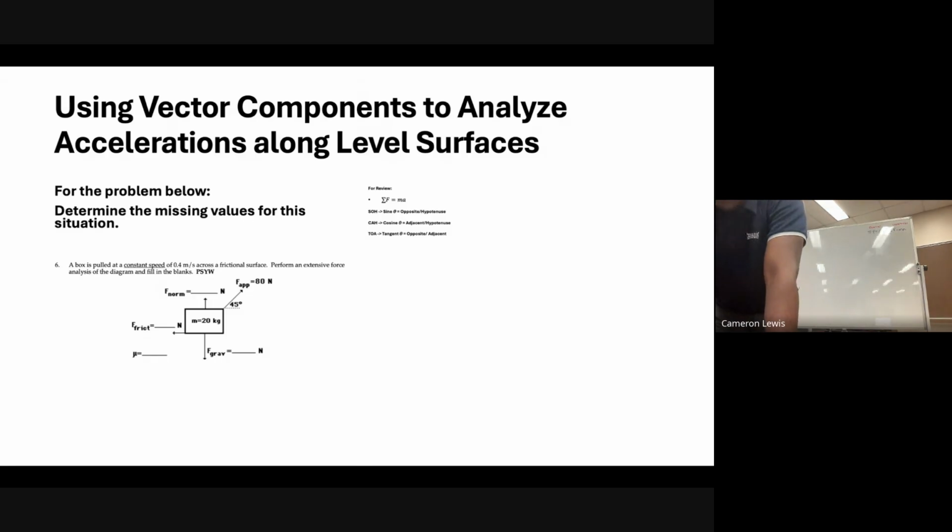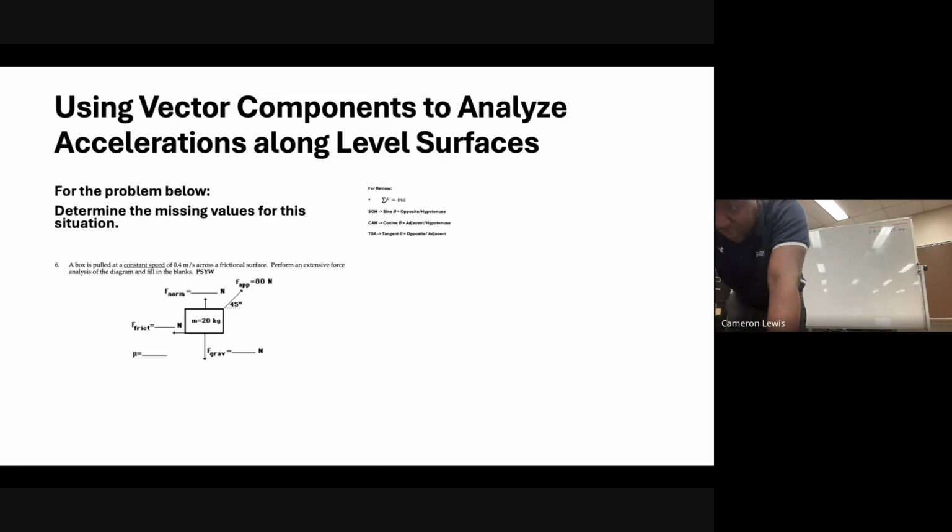What is the main thing that we just said in this problem? One more time, it's a constant speed. A box is pulled at a constant speed of 0.4 meters per second across a frictional surface. What does that mean if it's pulled at a constant speed? No acceleration.